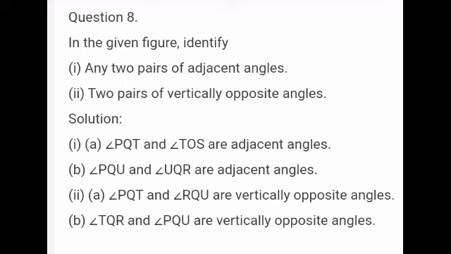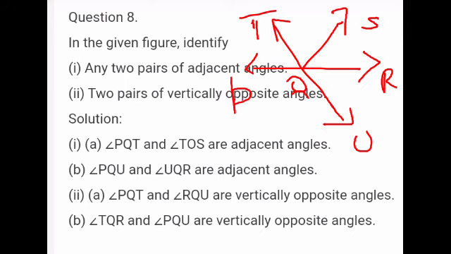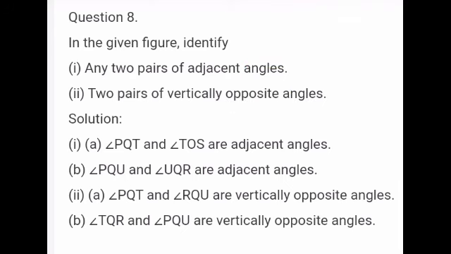Question number 8. In the given figure, identify any 2 pairs of adjacent angles and 2 pairs of vertically opposite angles. Okay, solution for this question. Angles PQT and TQS are adjacent angles. PQU and UQR are adjacent angles. Then the vertically opposite angles are PQT and RQU. Another pair of vertically opposite angles is TQR and PQU.